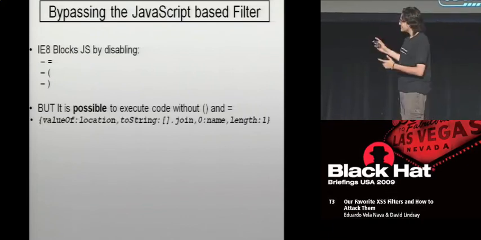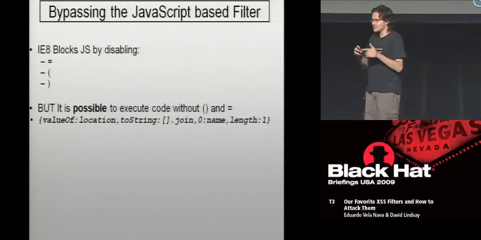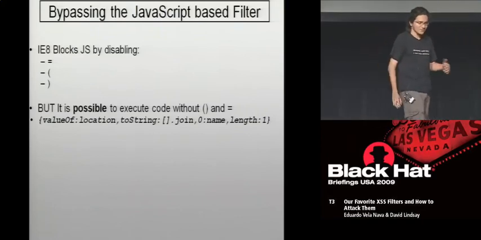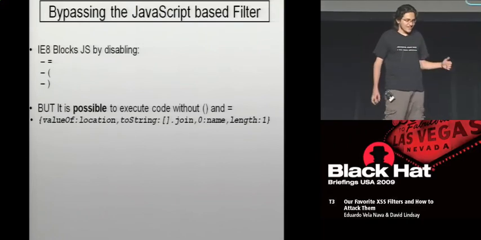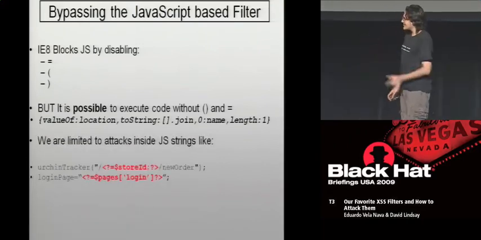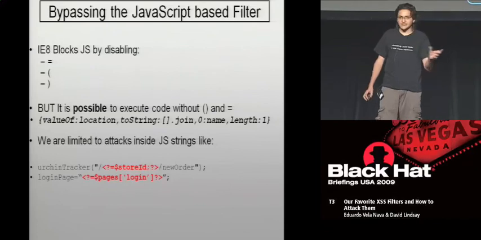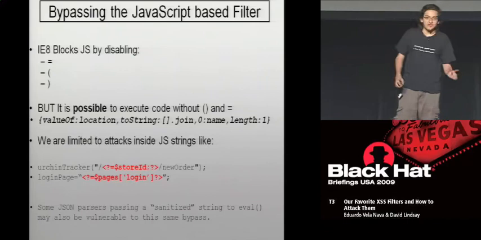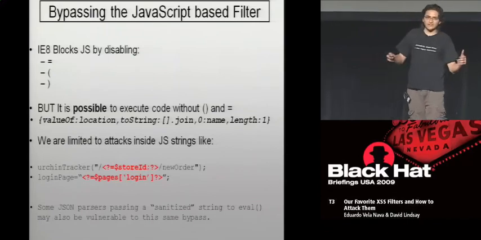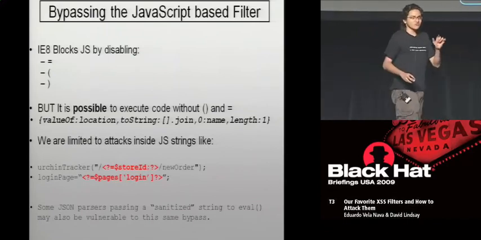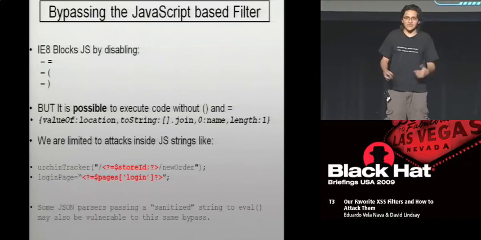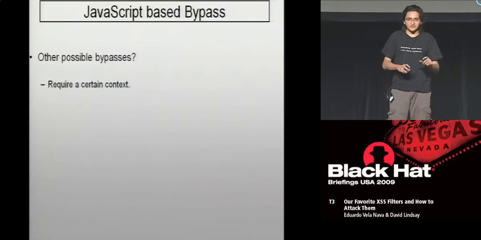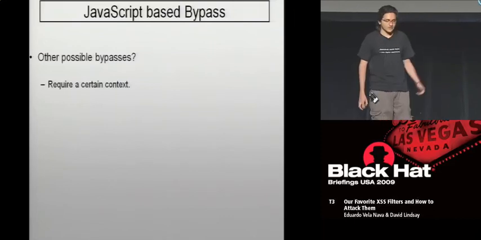Using this string, it actually works using innerHTML and setters, and well, it's a little complicated to explain. We're running out of time. Well, we're limited to attacks inside like this. So if you use this attack, you can actually bypass the filter. And some JSON parsers, like the Google Gadget JSON parser, may also be bypassable like this, because they do eval, and they check for new, and parentheses and equal, so it's actually bypassable.